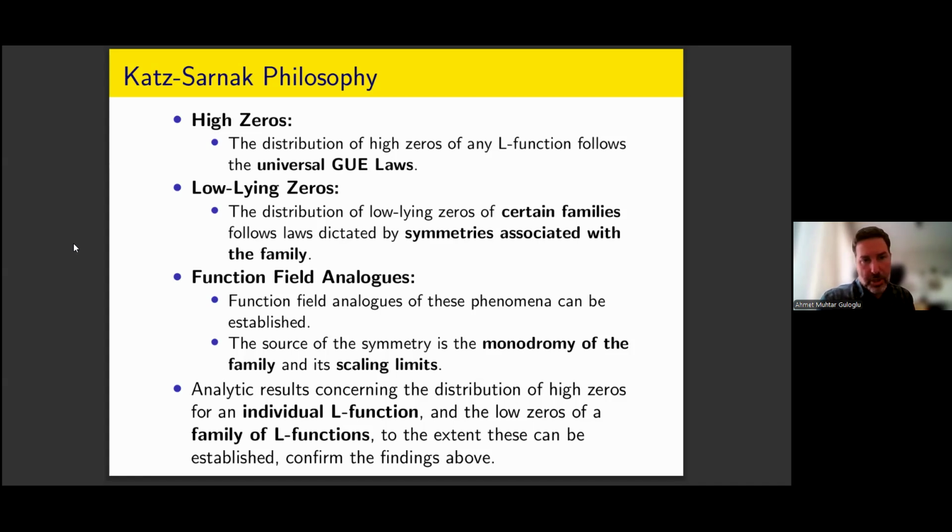Okay. So Katz and Sarnak are looking at function field analogs of L-functions and also number field L-functions. For function fields, they can say what the reason is for the source of the symmetry, but for number fields, it's not known yet what the reason is. So if you have a function field analog of your L-function over number fields, then you can get an idea at least about what to expect.